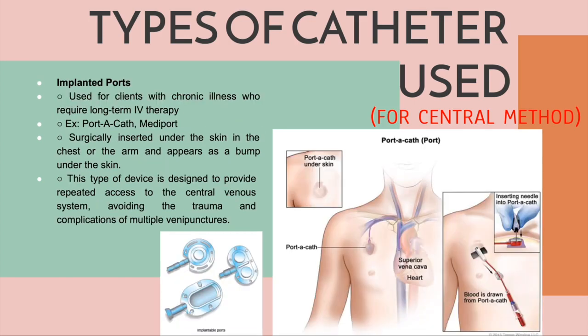The last type of catheter used for central method is the implanted ports. These are used for clients with chronic illness who require long-term IV therapy. Examples for this type of catheter or ports are Port-a-Cath and Mediport. These are surgically inserted under the skin in the chest or the arm and appear as a bump under the skin as shown in the bigger picture. This type of device also is designed to provide repeated access to the central venous system, avoiding the trauma and complications of multiple venipunctures.